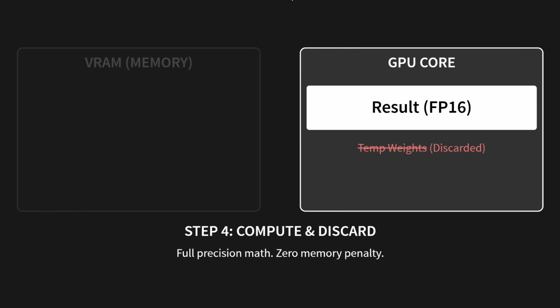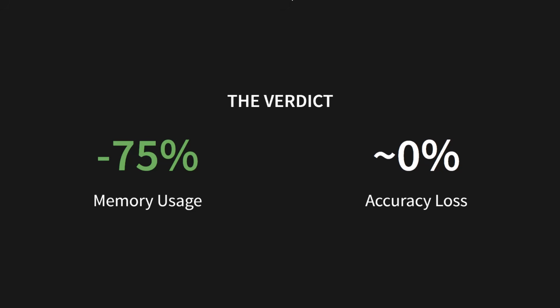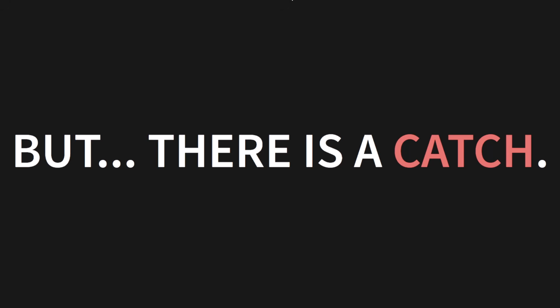So what's the verdict? What does this amazing trick get us? A 75% reduction in memory usage with almost 0% loss in accuracy. It's the best of both worlds. But there is a catch. A really, really big one. There is one scenario where this entire system falls apart. One giant value destroys precision.